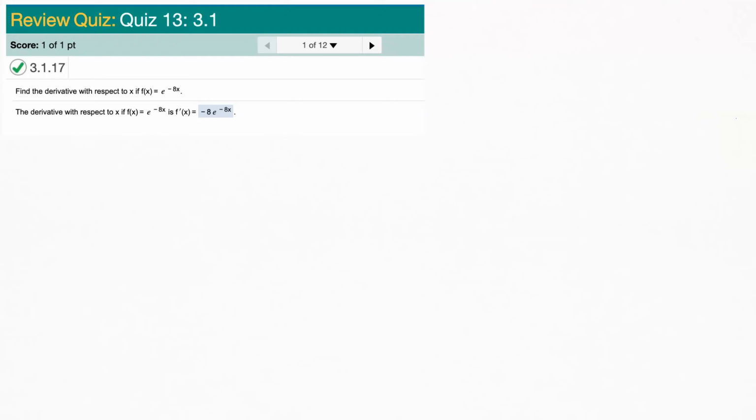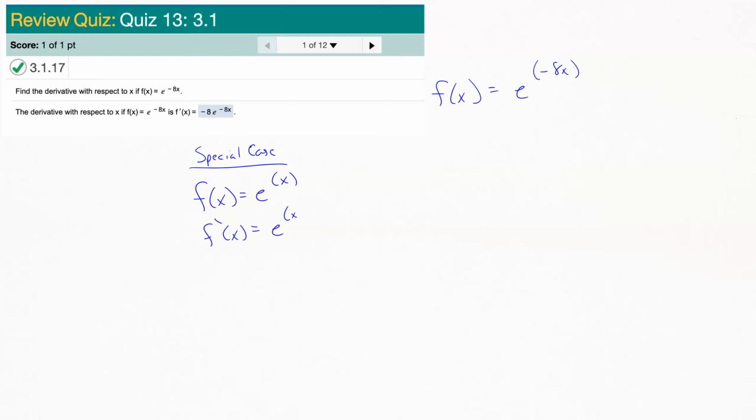Quiz 13 is starting us off here on question 1 with this equation. F of x equals e to the negative 8x. And what we're really learning about in this, like I just said, is the special case derivative for e to the x. So if f of x ever equals e to the x, the derivative of e to the x is just e to the x.